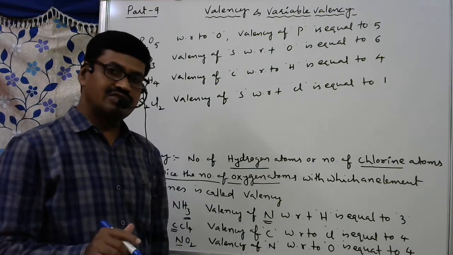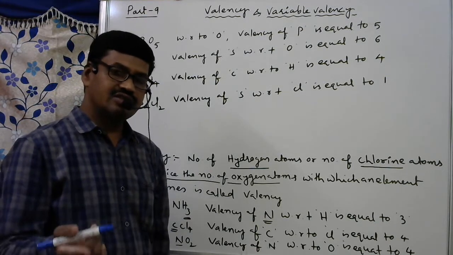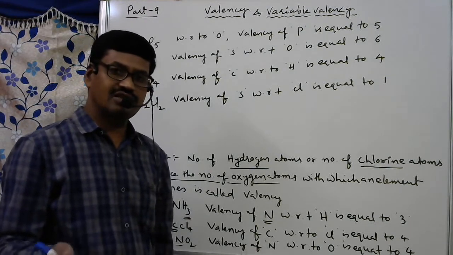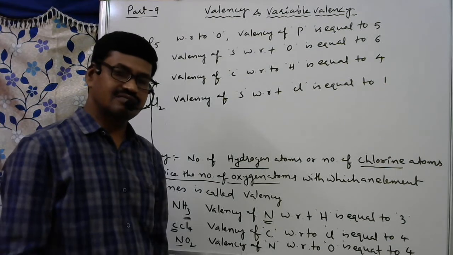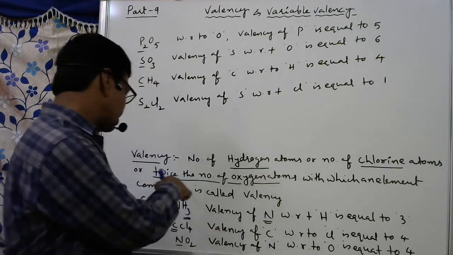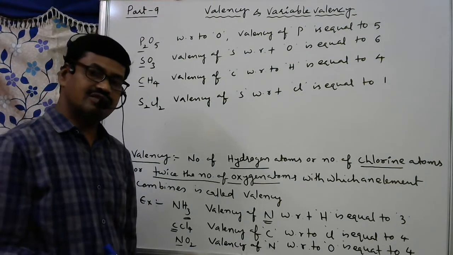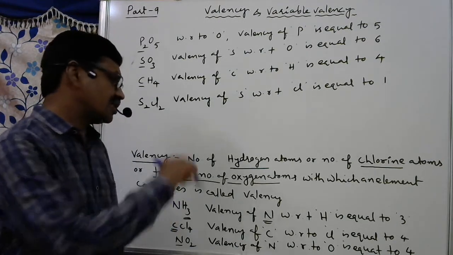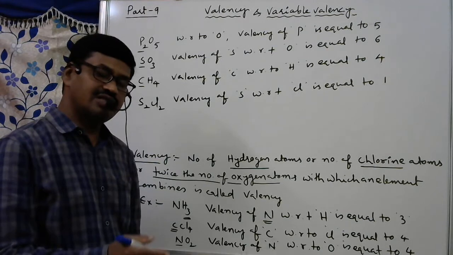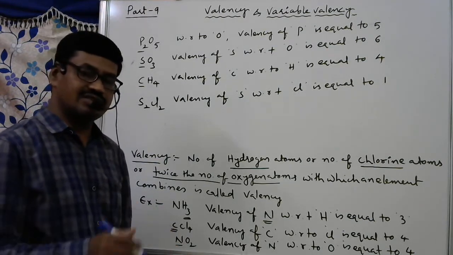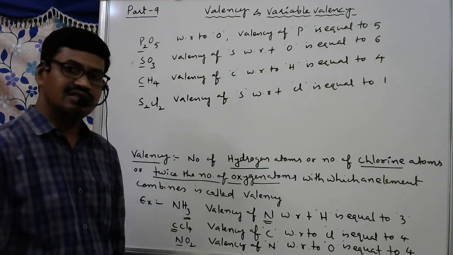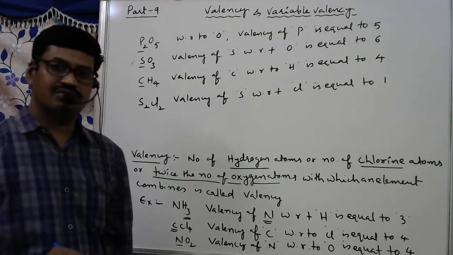One more definition is with respect to loss of electrons, gain of electrons, or sharing of electrons during a chemical reaction. One more definition here is: the number of hydrogens, or number of chlorine atoms, or twice the number of oxygen atoms with which an atom of an element combines is nothing but its valency. Here just observe the examples.